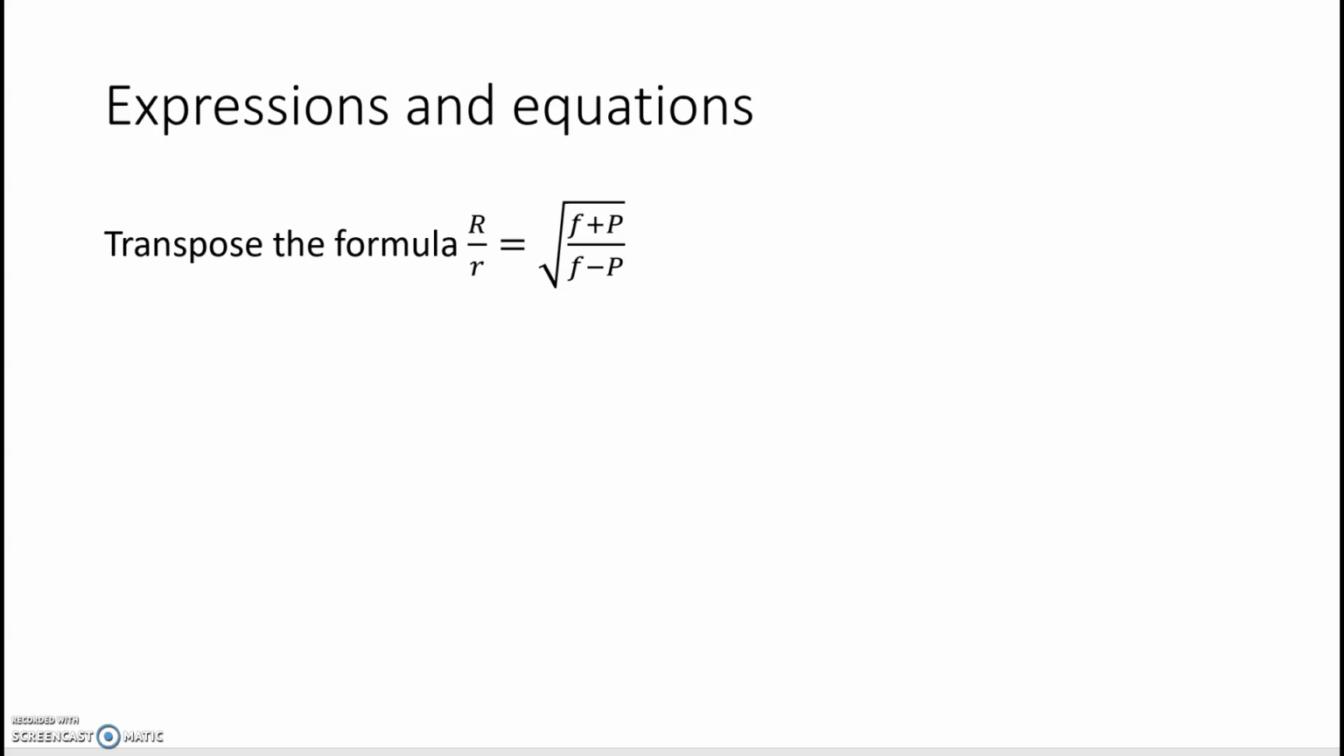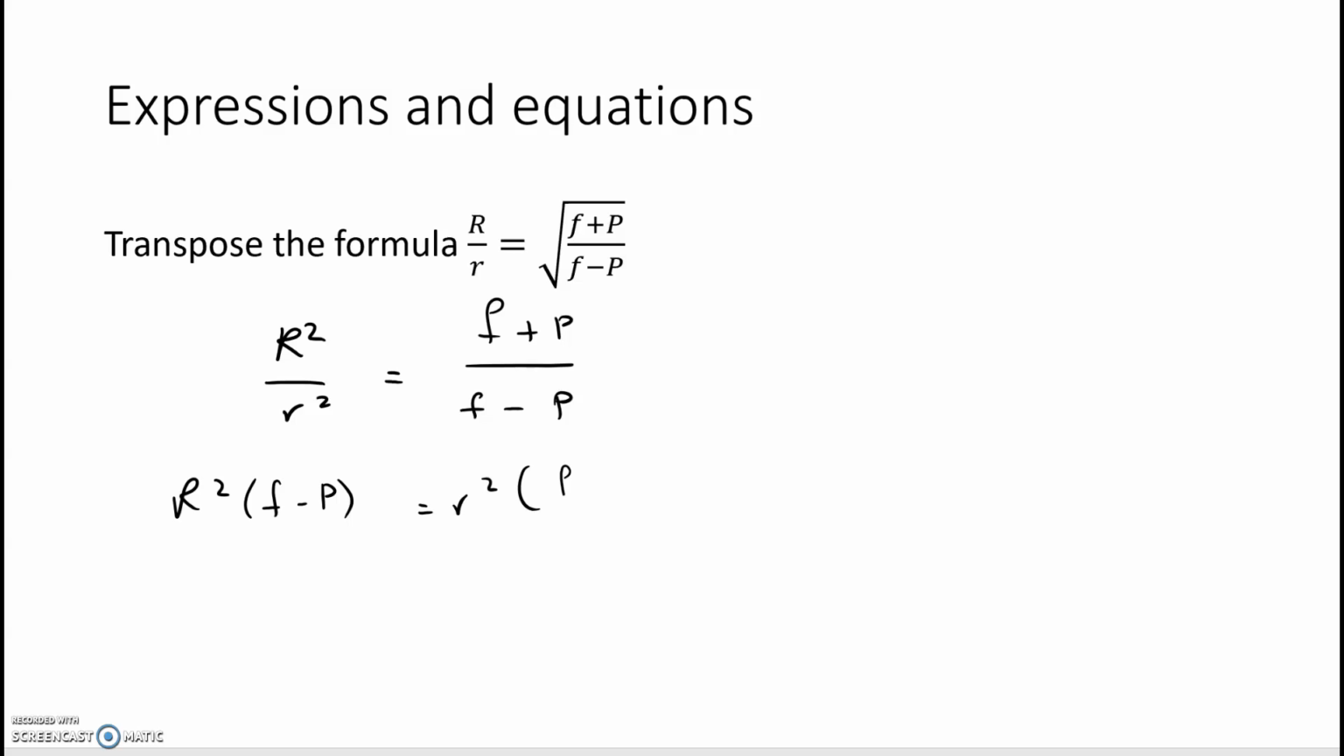Transpose the formula r over r to find p. Okay, let's square both sides. Cross multiply. Multiply it out. Now we can put all the f terms on one side and all the p terms on the other.